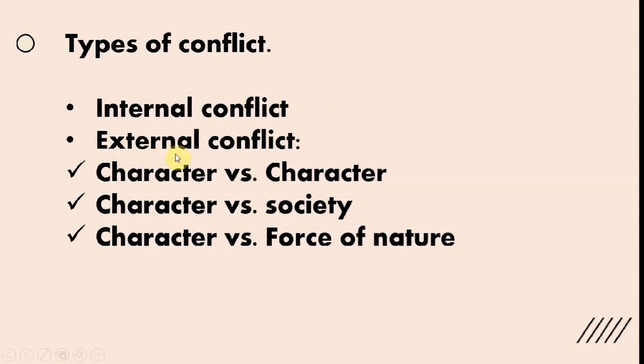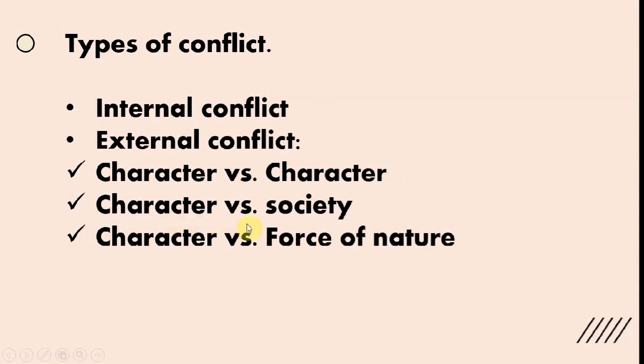In the external conflict, we have 3 categories. The first one is character versus character. This involves 2 characters struggling against each other. The conflict can manifest in different ways, from a physical altercation to irreconcilable differences in morals or beliefs.